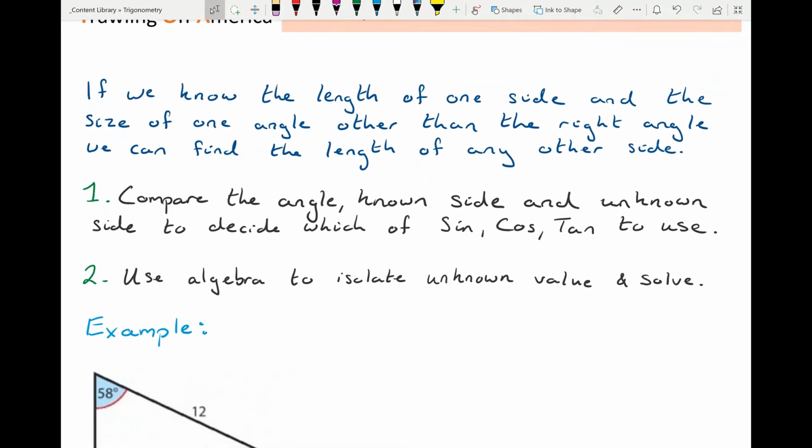What does sine, cos and tan let us do? If we know the length of one side and the size of one angle other than the right angle in the triangle, we can find the length of any of the other sides. So what we need to do is compare the angle we know with the side that we know and the side that we want to find out. And then we use algebra to solve for the unknown side.